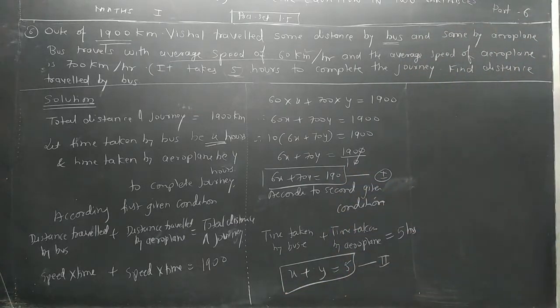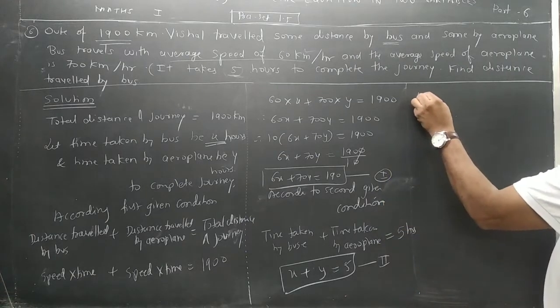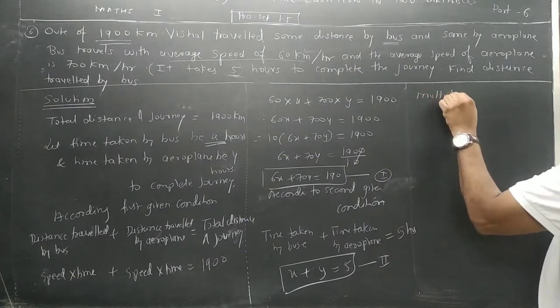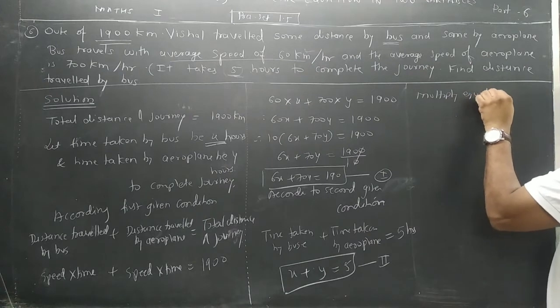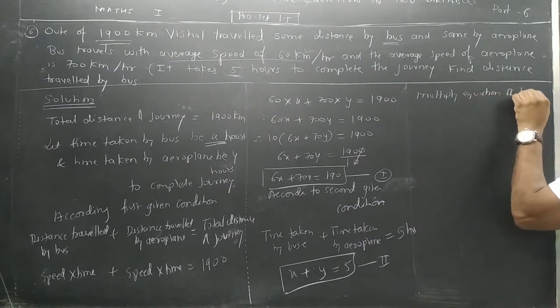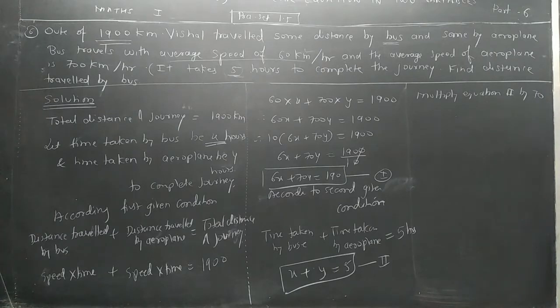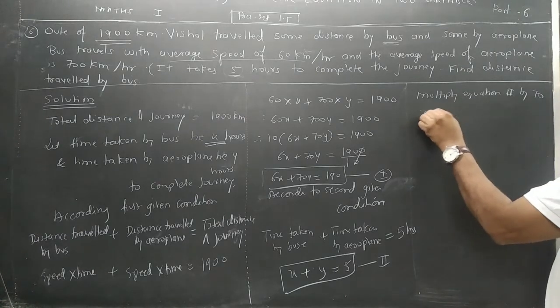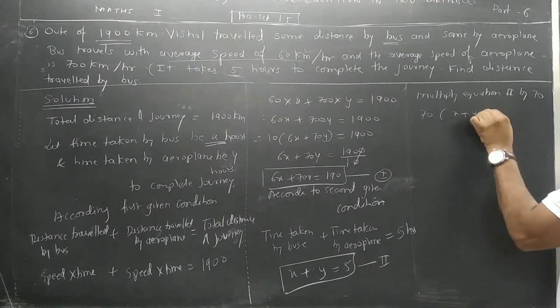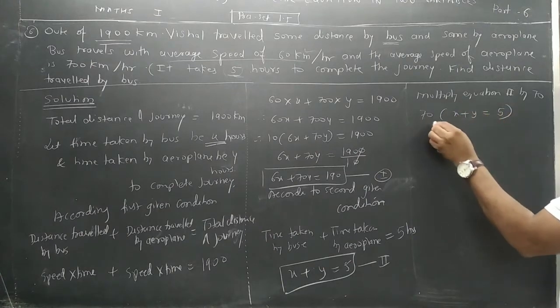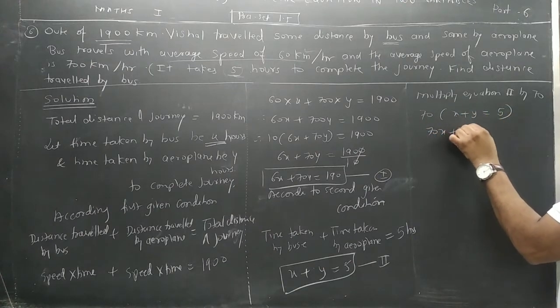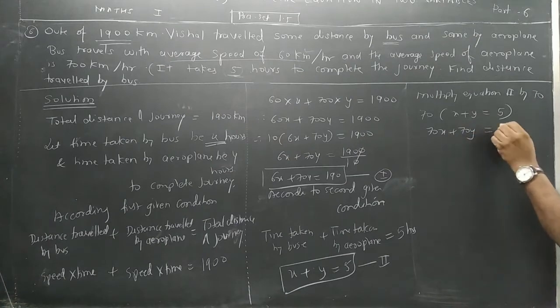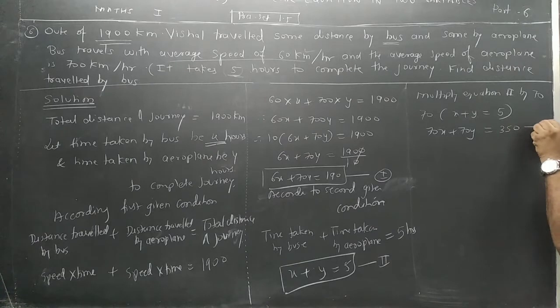So I will do one thing. I multiply equation 2 by 70. So ultimately what will happen then? 70 in bracket x plus y is equal to 5. So I am getting 70x plus 70y is equal to 350, that is equation number 3.